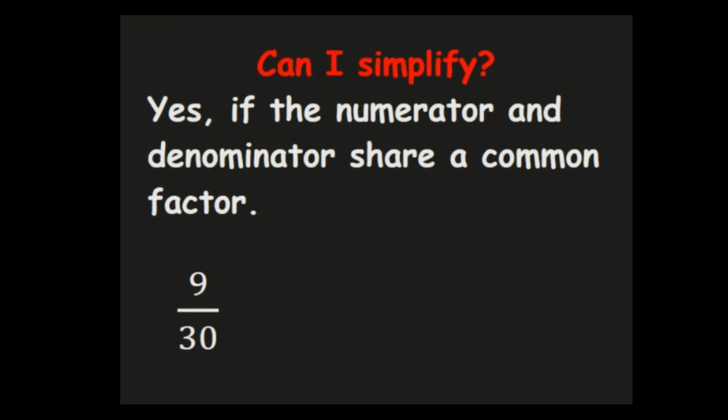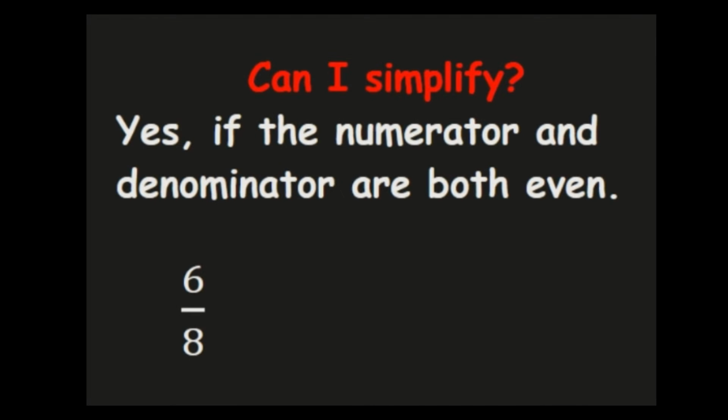Can you simplify? The answer is yes if the numerator and denominator share a common factor. So in this example, we have 9/30, and they share a common factor of 3. So we can divide our numerator by 3 and our denominator by 3. And 9 divided by 3 is 3, and 30 divided by 3 is 10. So 9/30 simplifies to 3/10. And ideally, you're looking for the greatest common factor that you want to use to simplify.